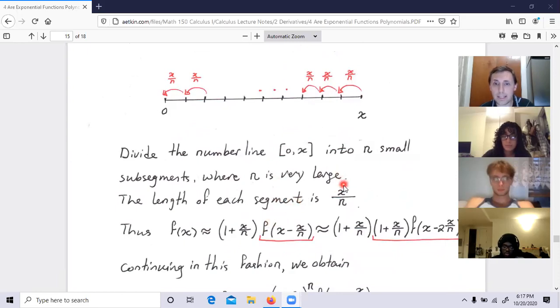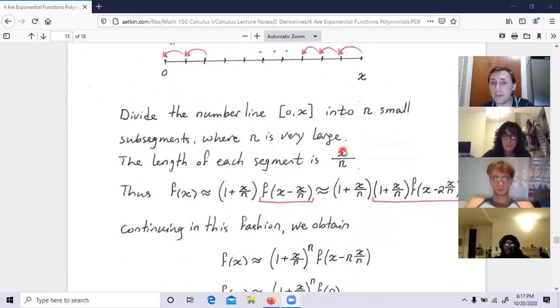Look at it. My step size, my h, is x divided by n. That's my step size. Okay. So let's walk back by the step size. So the function at x is approximately 1 plus the step size multiplied by the function evaluated at the point minus the step size. Are you with me? That's the procedure that I obtained from the definition.